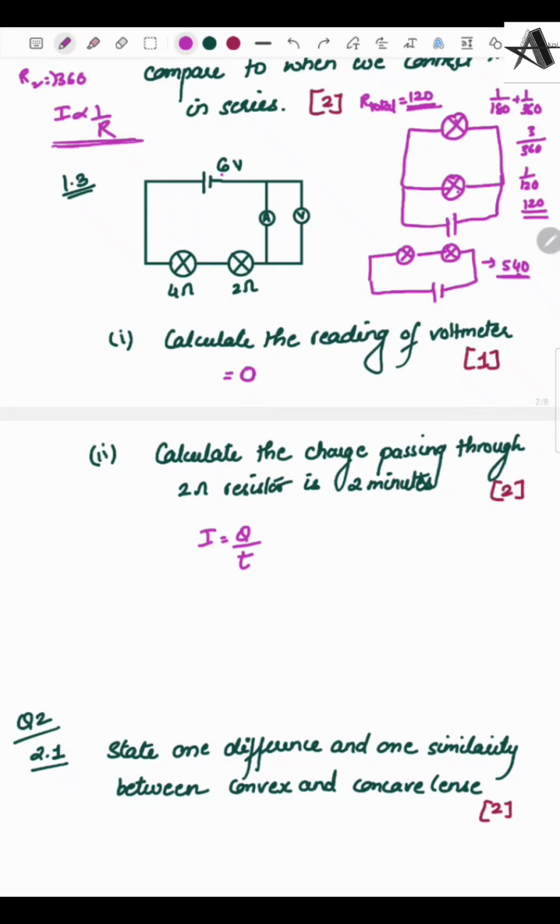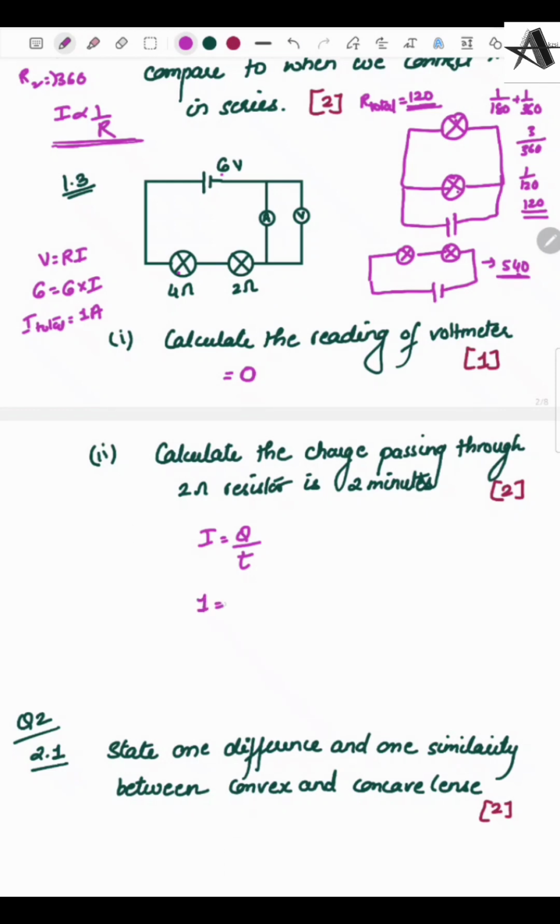Total resistance here is 4 plus 2, 6. So when I apply V = Ri, I get voltage is 6 and total resistance is 6 as well. So total current turns out to be 1 amp. That means the same 1 amp current is flowing through the 2 ohm resistor and the same 1 amp of current is flowing through the 4 ohm resistor. It says, calculate the charge passing through the 2 ohm resistor.